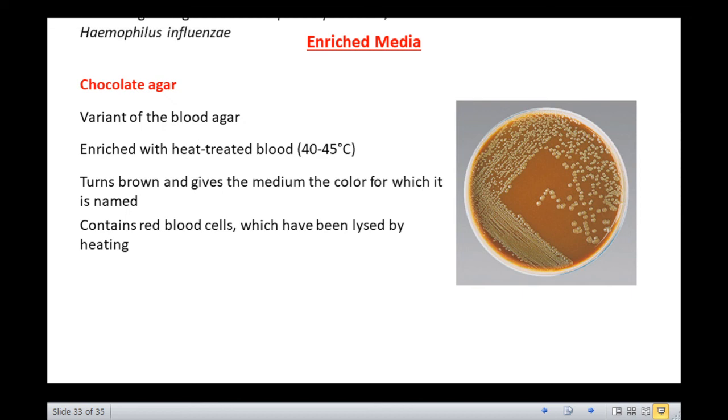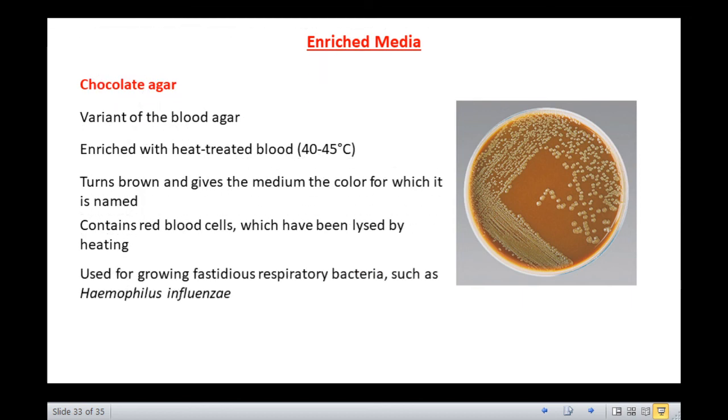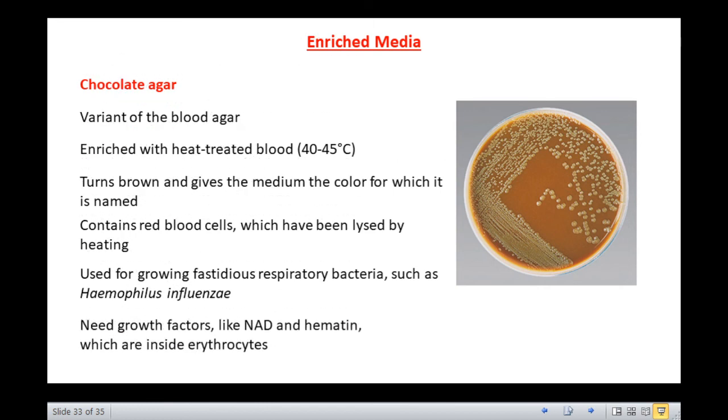Chocolate agar is used for growing fastidious respiratory bacteria such as Haemophilus influenzae. These bacteria need growth factors like NAD and hematin, which are inside erythrocytes. Thus, a prerequisite to growth is the lysis of the red blood cells.